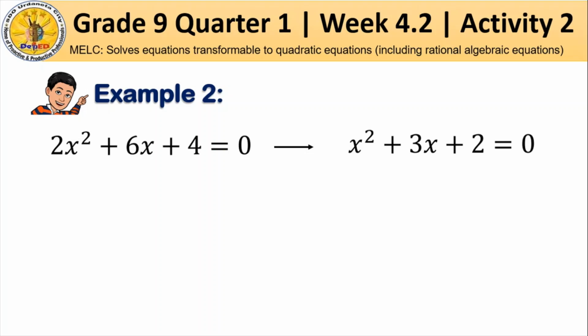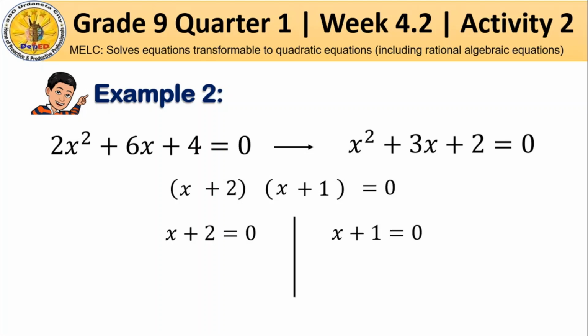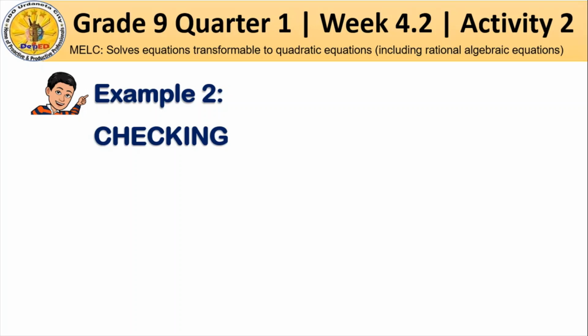From the reduced equation, let's find the value of x. By factoring, we have the quantity x plus 2 times the quantity x plus 1 is equal to 0. By zero product property, x plus 2 is equal to 0 and x plus 1 is equal to 0. The first value of x is equal to -2 and the second value of x is -1. Let's check the values from our equation. We have the original equation.